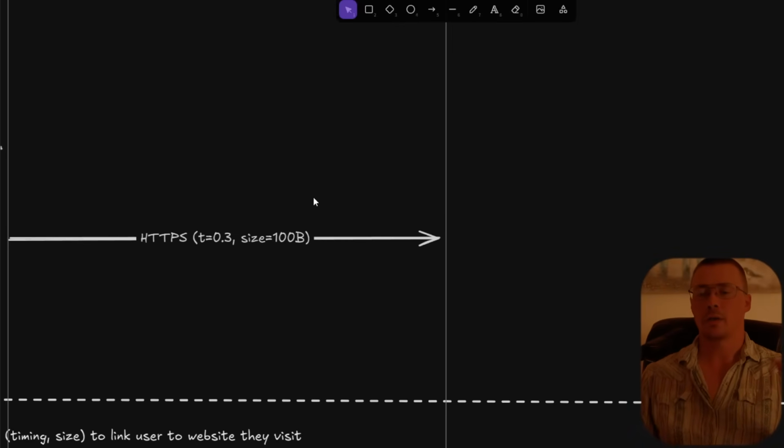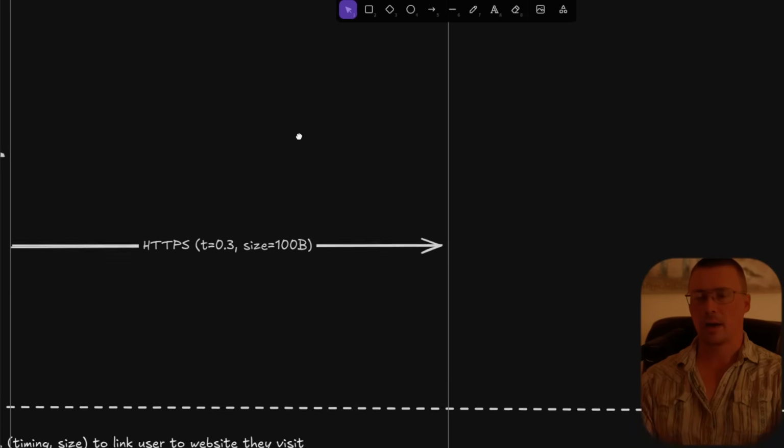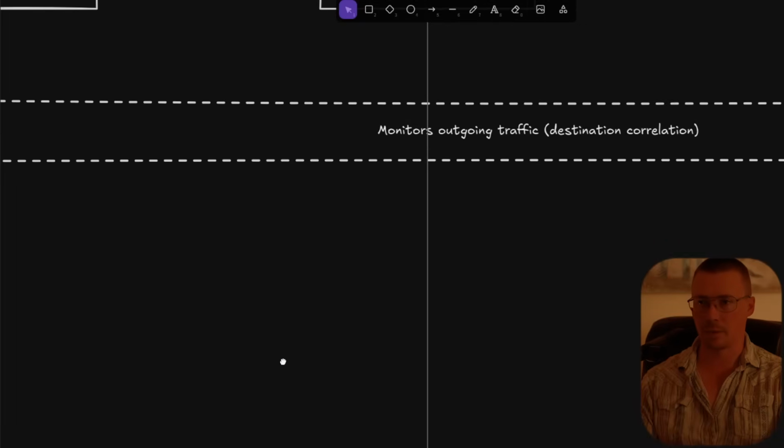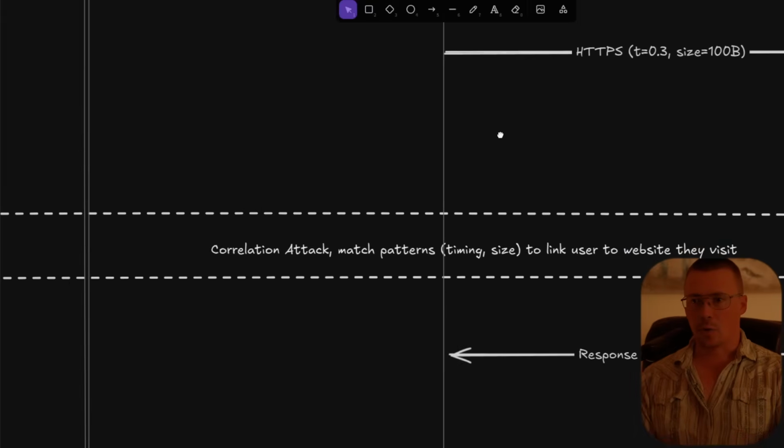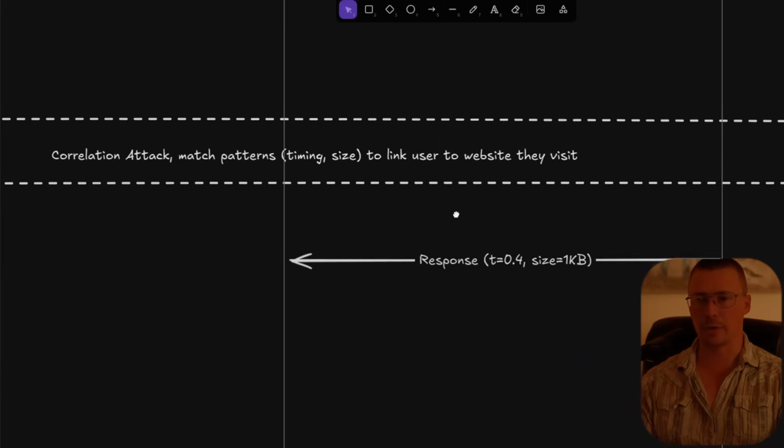Now, oversimplification here. There are things that you can do. You can send things like dummy packets that pad out the amount of data. Again, I'm just keeping this a really simple explanation. So correlation attack, you're matching patterns, so timing and size, to link users to the websites they visit.